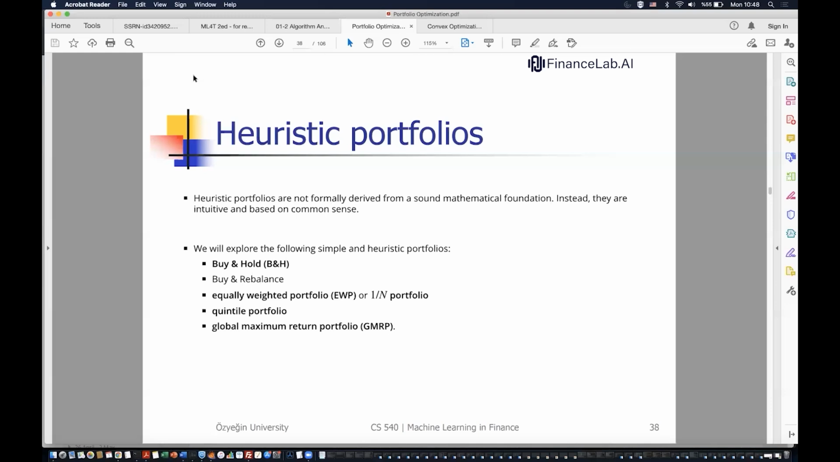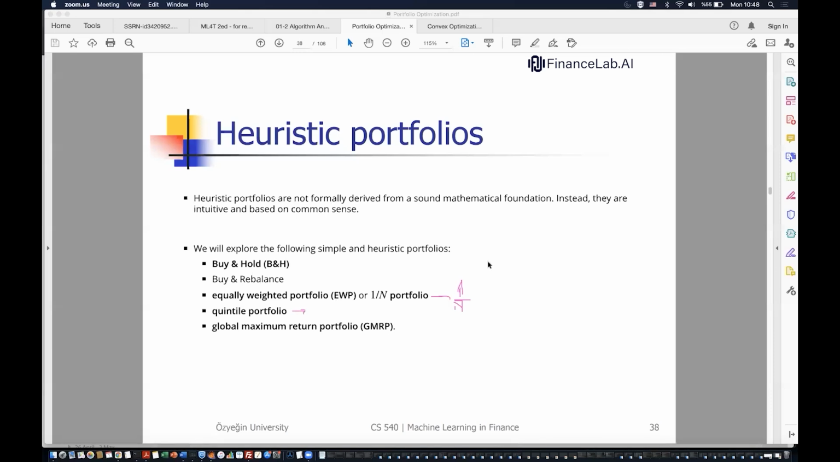An equal weighted portfolio, or 1 divided by n portfolio, is a simple portfolio where, if you have n assets, you allocate 1 divided by n to each of them without considering their expected return or expected covariance. So it's independent of these parameters. It's always 1 divided by n. Quintile portfolio: according to some signal, we sort the stocks and make quintiles out of them. And we long the topmost quintile and short the bottom quintile according to the signal. So this is known as a quintile portfolio.